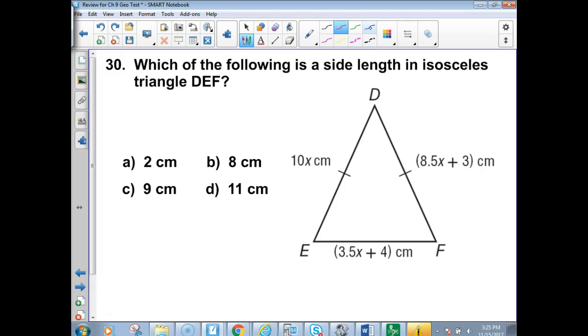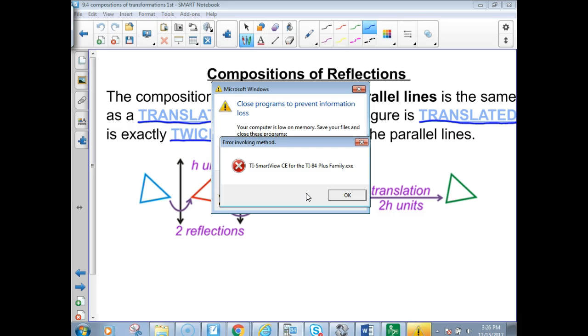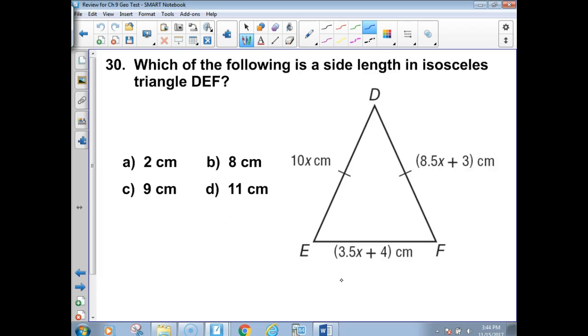Number 30. Which of the following is a side length in an isosceles triangle DEF? This is kind of an off question being in this unit because we're going to be doing this stuff starting up the day after tomorrow because we're going to be talking about isosceles triangles. But we can do this. We would set these two segments equal. Okay, I'm having a little problem. Hold on. Okay, so number 30 says which side? I know we started this, but everything shut down, so I'm kind of just fixing it.